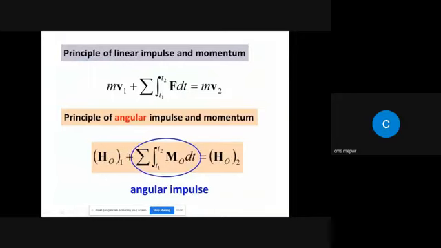Okay, so similar to the principle of linear impulse and momentum, which was mv1 plus the impulse term equal to the final momentum, the principle of angular impulse and momentum will be written in the same way. Instead of linear momentum, we write H_O1, that should be equal to H_O2. But if there is some applied angular impulse, we need to consider it. So the initial angular momentum plus the angular impulse should be equal to the final angular momentum. And this is the principle of angular impulse and momentum.